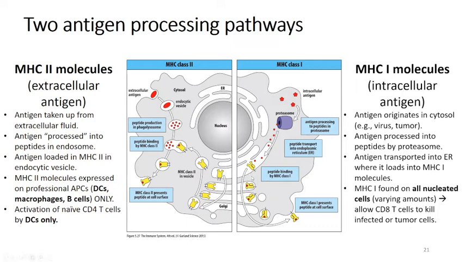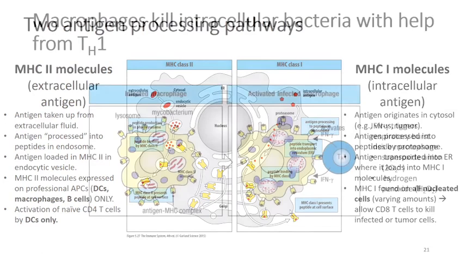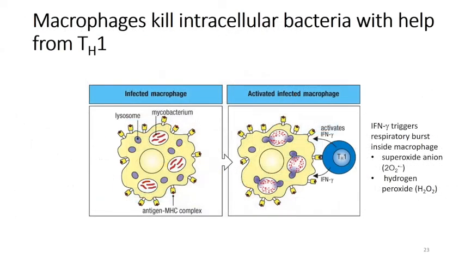They pick up the peptide and transport it to the surface. Antigen processing pathways, extracellular and intracellular. Extracellular antigens are processed to present to cellular antigens. We've already seen this. This is MHC class 2 on the surface of macrophages. That's one of the 3 antigen-presenting cells.